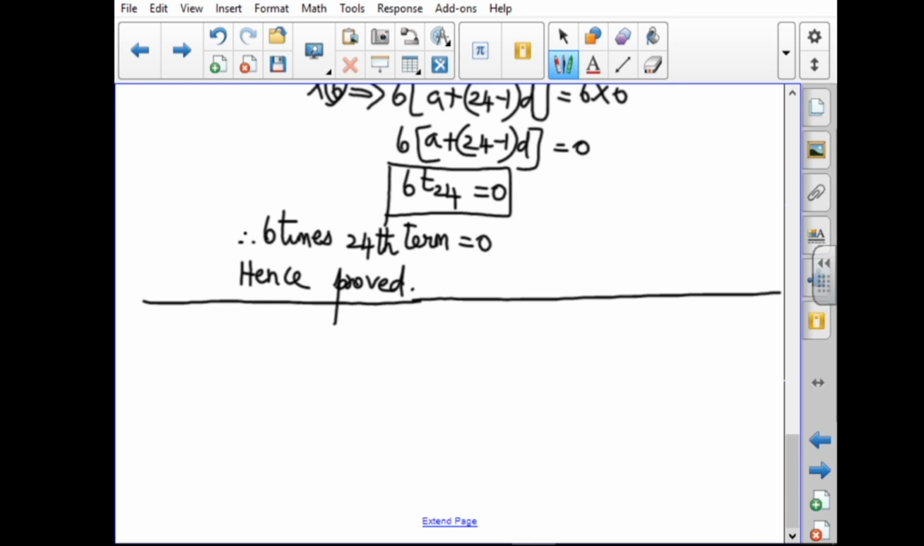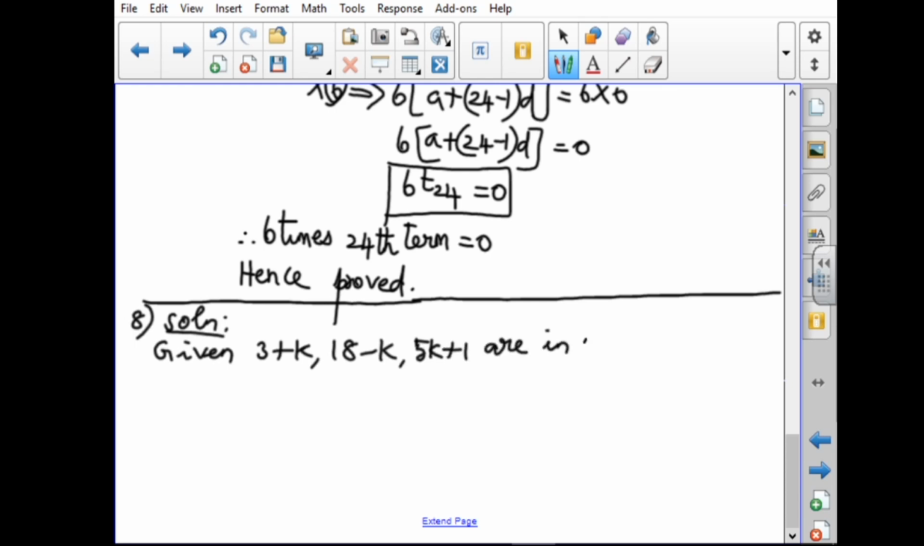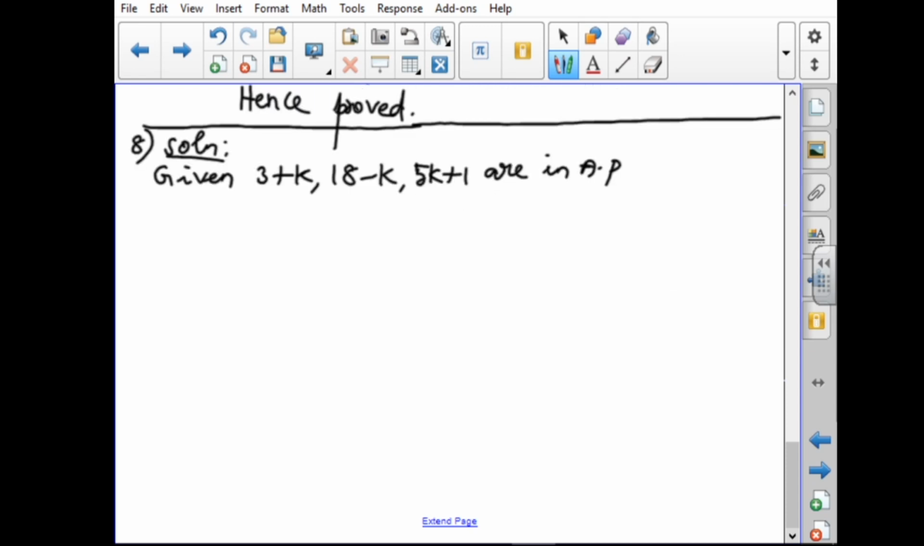Next, the 8th one. If 3 plus k, 18 minus k, 5k plus 1 are in AP, then find the value of k. Given 3 plus k, 18 minus k, 5k plus 1 are in AP. We have to find the value of k.